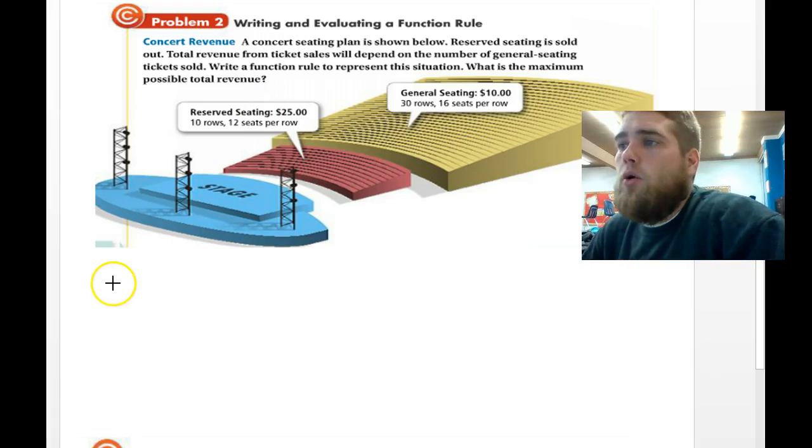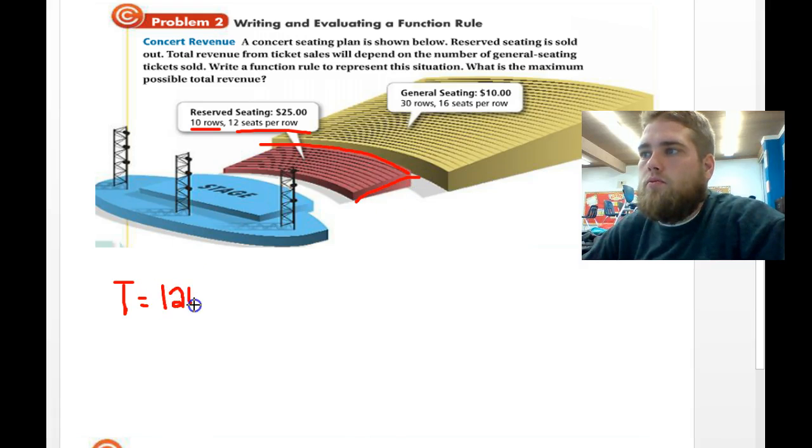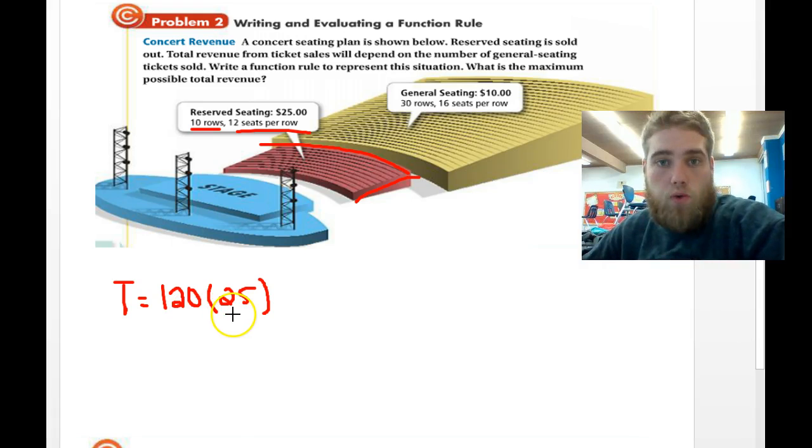So the total is going to be, I look at reserve seating. How many seats are there in reserve seating? It's 10 rows and 12 seats apiece. So if we multiply our 10 rows by 12, that gives us 120. 120 times it's $25 per seat. We know that reserve seating is sold out, so I have 120 times 25, because there's 10 rows and 12 seats, so that's 120 seats at 25 apiece.